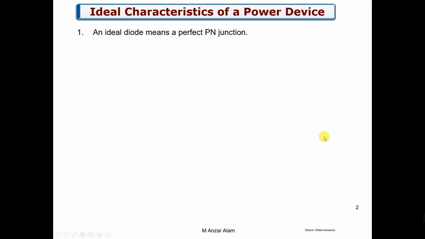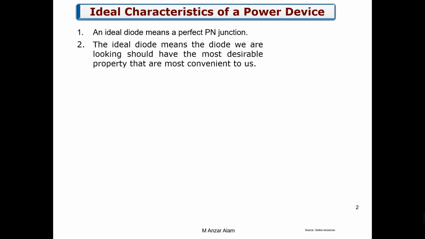An ideal diode means a perfect PN junction. The ideal diode means the diode we are looking at should have the most desirable properties, the most convenient to us. So ideal means it is our desire. We need such a device that should be most convenient to us.